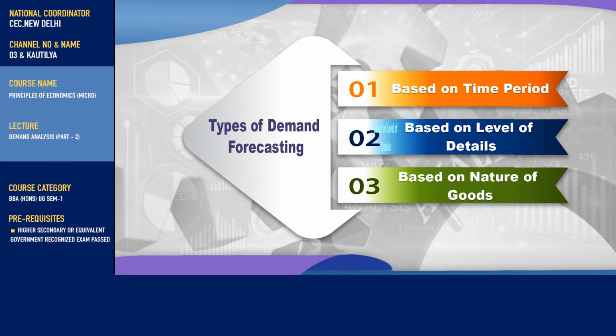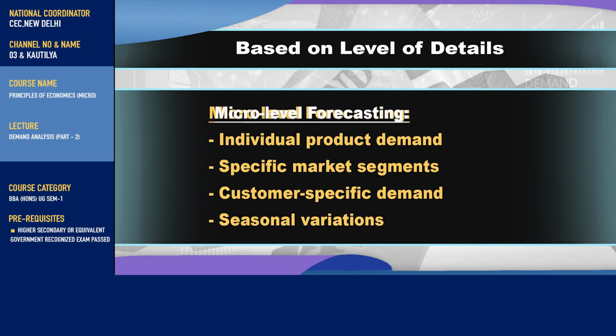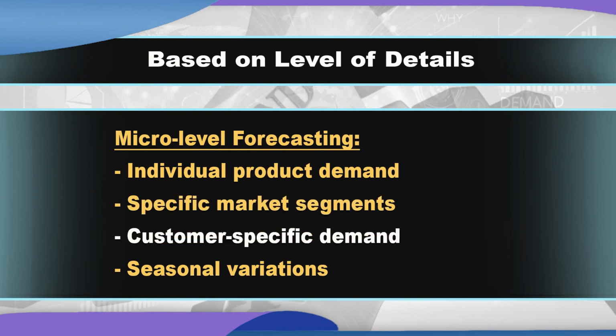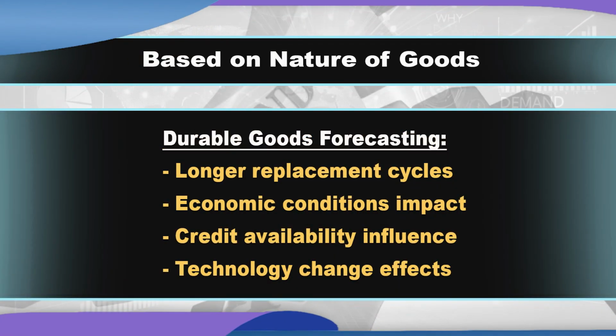Next, demand forecasting is also done on the basis of level of details. First, we have macro level forecasting, which includes industry-wide demand or assessing national or regional markets, economic indicators or government policy impacts. If we look at micro level forecasting, then we have individual product demand, specific market segments, customer specified demand or seasonal variations.